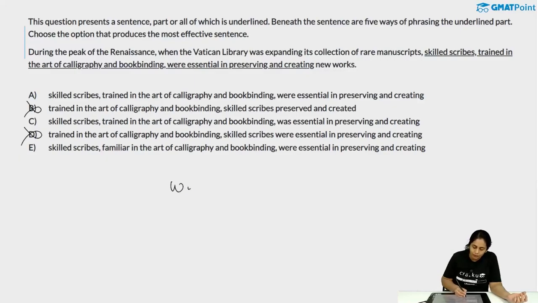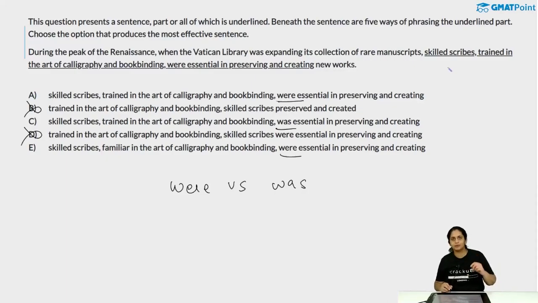There is also a were versus was split. Here you have were, here you have was, here we have were. So essentially three options are given. Essentially, what is this verb referring to? This verb is referring to scribes. Scribes were essential. Scribes were needed.